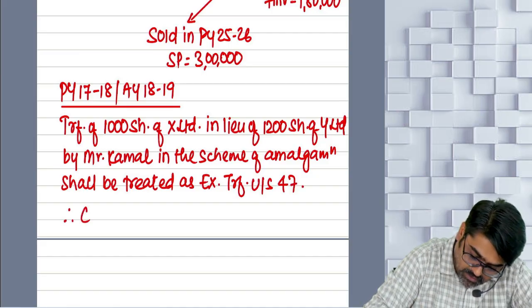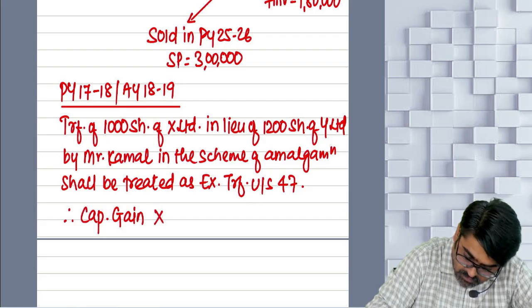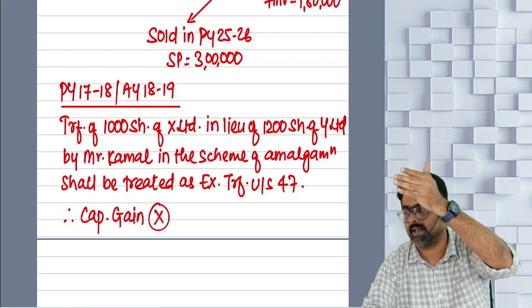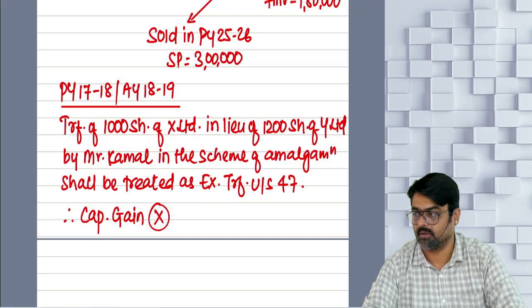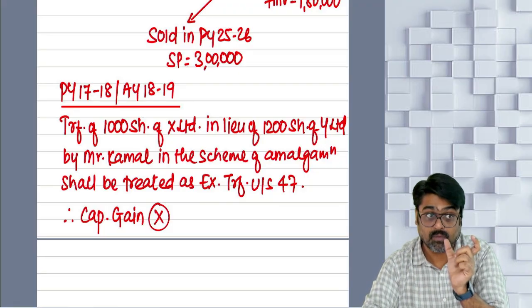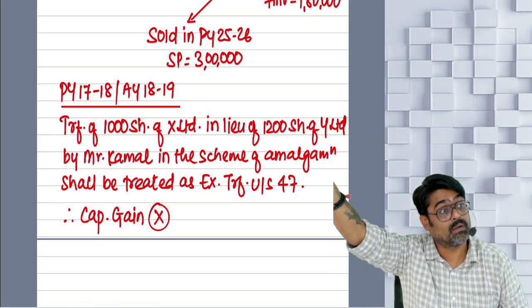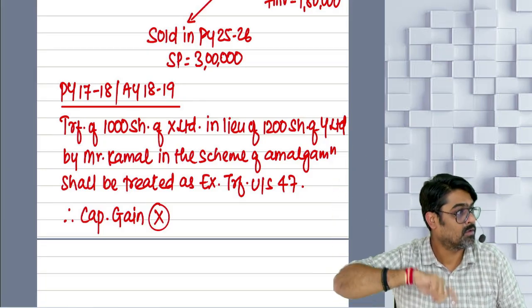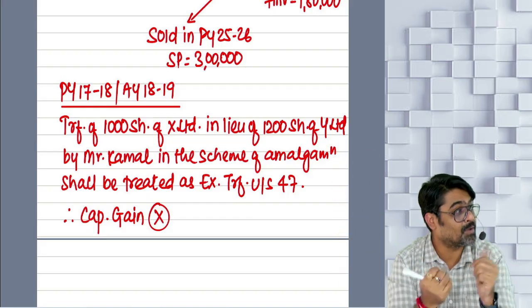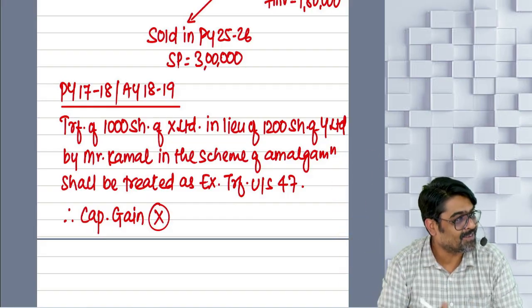47. Therefore, capital gain will arise or will not arise? Will not arise. In the year 17-18, capital gain will not arise. But whatever capital gain was exempt at that time, will you realize it later on? So it should be taxable later on. So for that, what should be the cost of those 1200 shares?